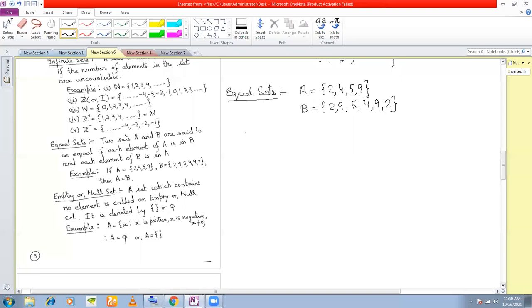But all the elements of A are in B, and all the elements of B are in A. So therefore we say that A is equal to B. So these two sets are equal. Okay.